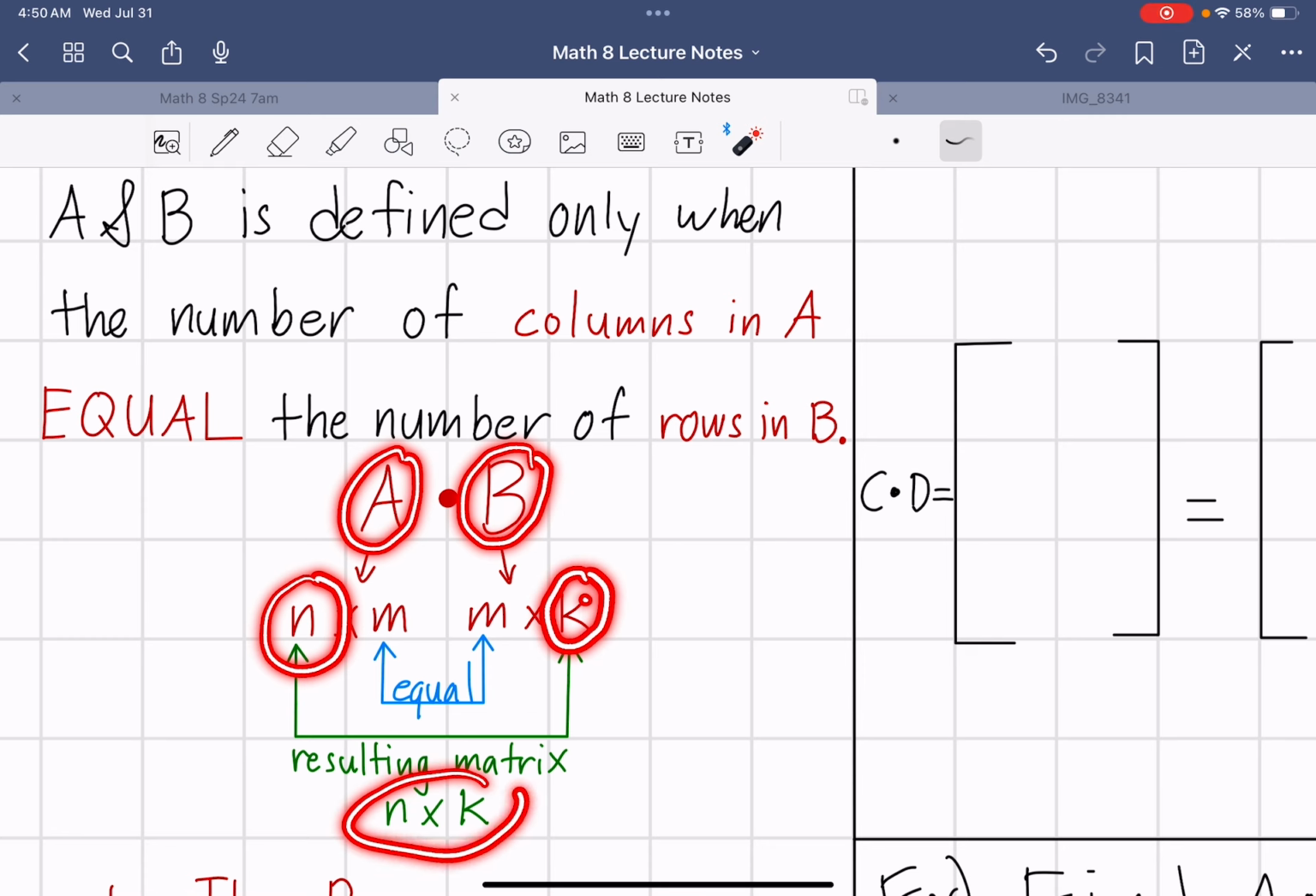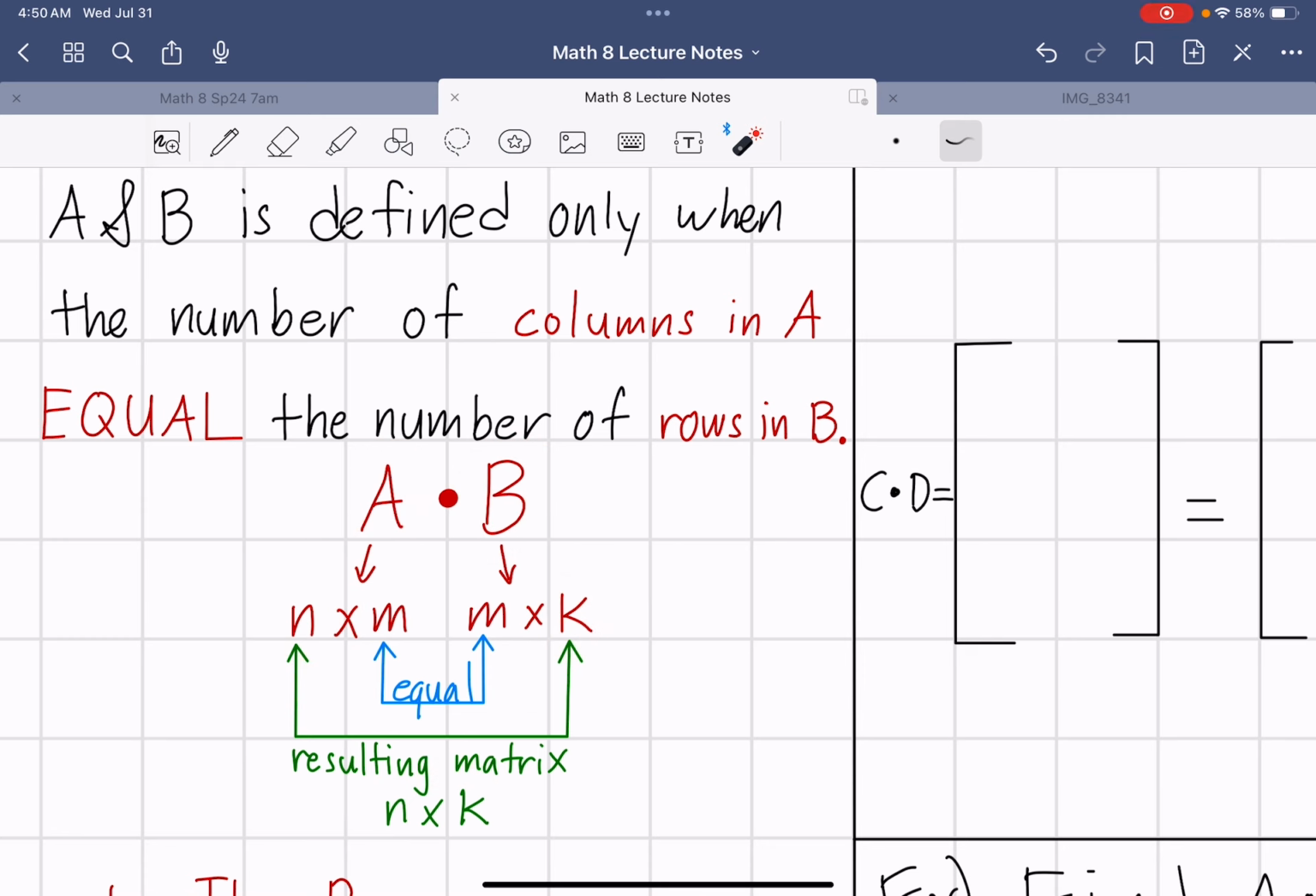And that's what your resulting matrix is. So you can think about it: the inside needs to be equal, and the outside is what you're going to be left with. Now that's just what you need to apply the multiplication and what's going to be the resulting matrix when you're done with the multiplication.